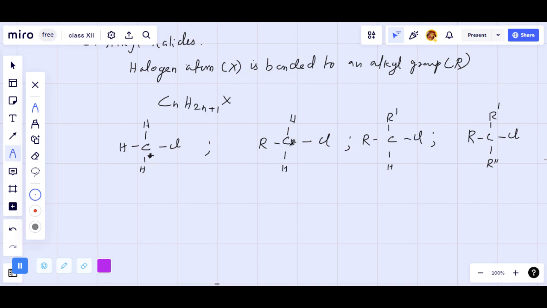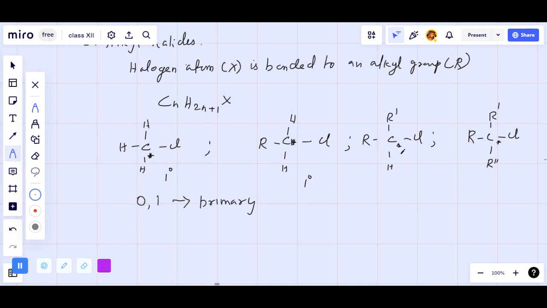In the second, the star carbon is attached to one carbon, that means one alkyl group. In the third compound, the star carbon is attached to two other carbons. In the last, the star carbon is attached to three other carbons. Based on this, we classify primary, secondary, and tertiary. If the star carbon is attached to zero carbons or one carbon, that is a primary compound. So this is primary and this is also primary.